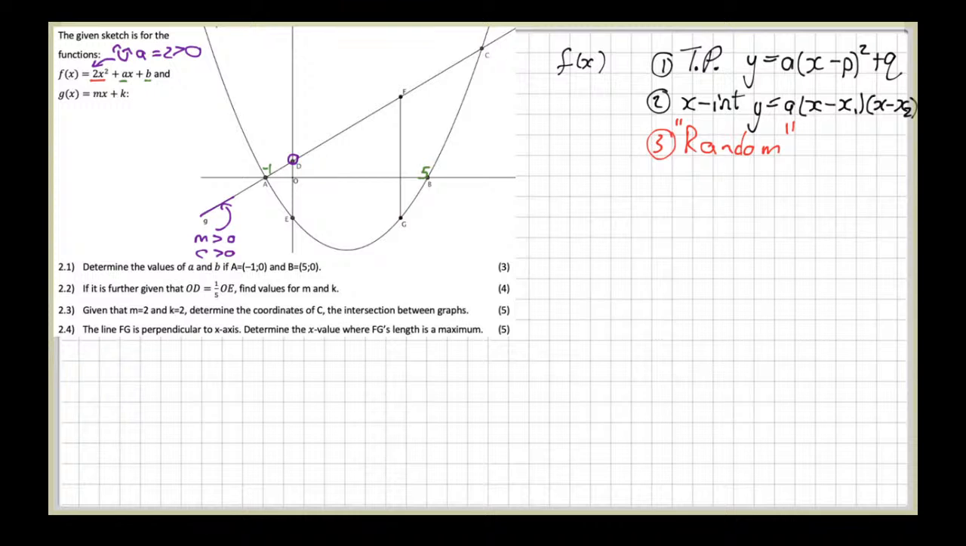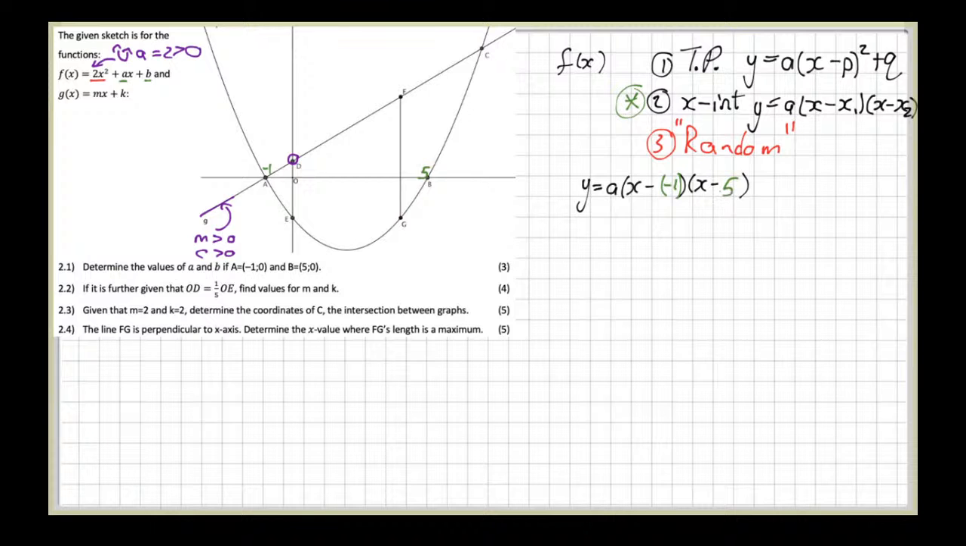Now in our one, they gave us the x-intercept. So I'm going to go towards that formula. I'm going to start by going y equals a, x minus x1, x minus x2. Now x1 and x2 were actually given to me, so I am going to substitute them in. The two x-intercepts: the one is at -1 and the other one is at +5.